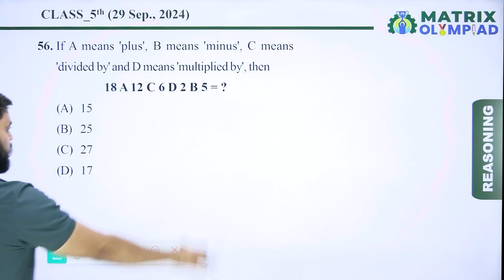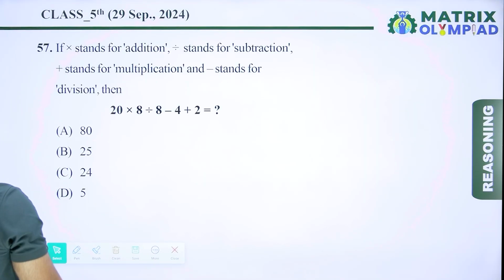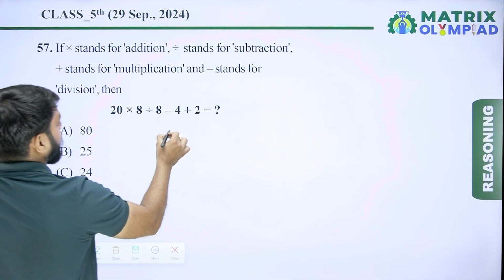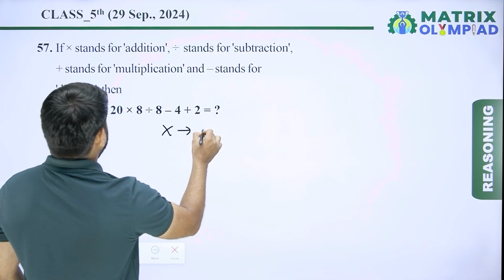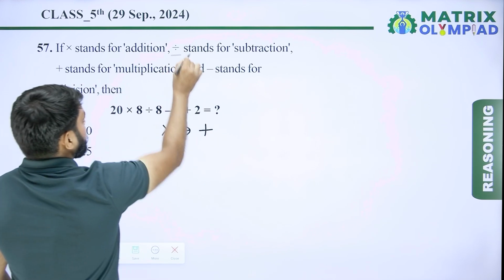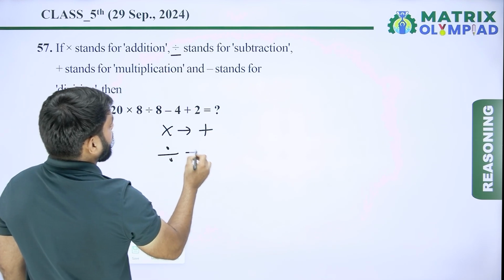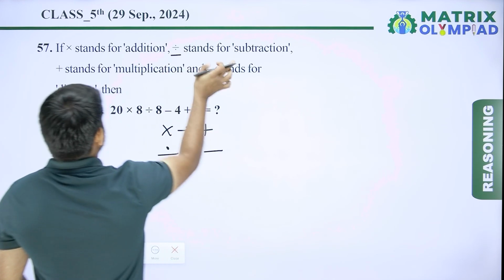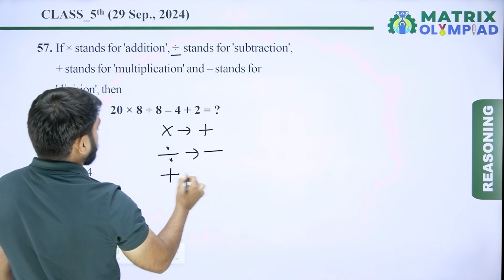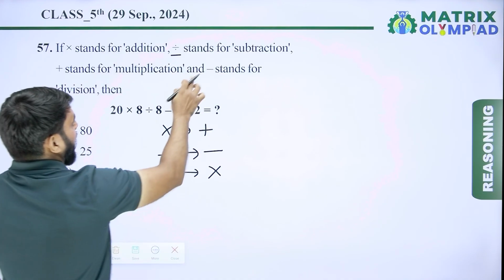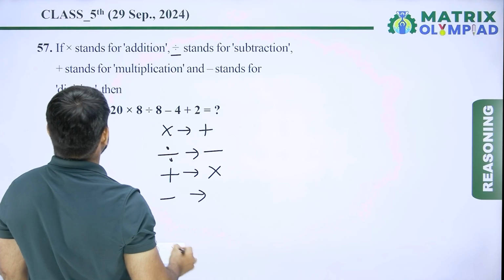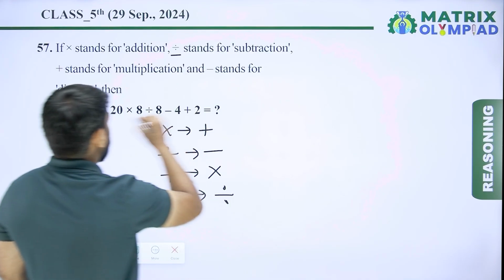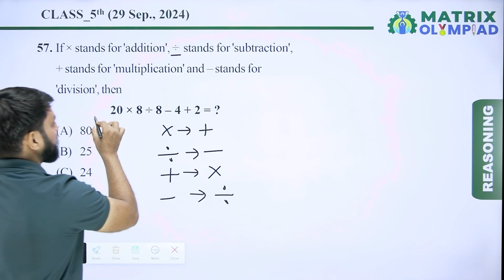Now let's move on to the next question. So now next question is question number 57. If multiply stands for addition, multiply means plus. Now divide stands for subtraction, and plus stands for multiplication, and minus stands for division. Now find the value of the given expression.